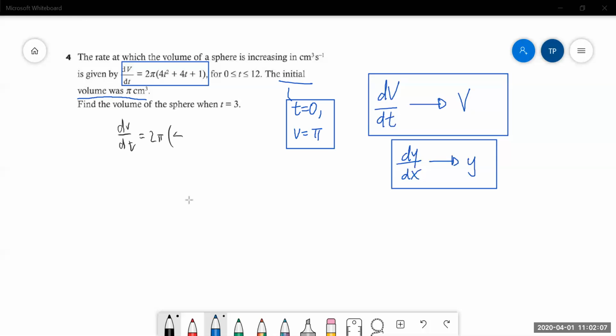How do you differentiate? How do you integrate 2 pi? You can't. Why? So you take it out. Why? Because there's no t. Because it is a constant. Remember, I just now mentioned you always take out the constant.